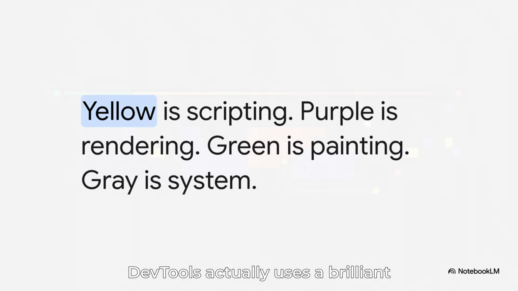DevTools actually uses a brilliant color coding system to help us figure this out at a glance. We really want to build some visual muscle memory here. When you look at the main track, yellow means scripting. That's your JavaScript doing its thing. Purple indicates rendering, meaning style recalculations or layout shifts. Green is painting, which is the browser actually drawing pixels onto the screen. And gray represents internal system tasks. So whenever you see a massive block of yellow, you instantly know JavaScript is hogging that single-lane highway.